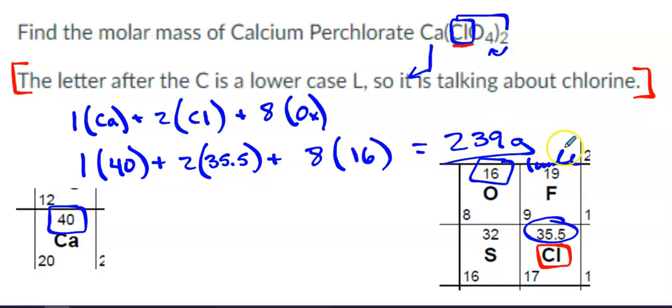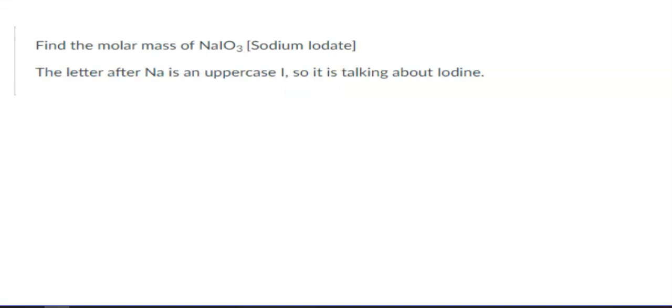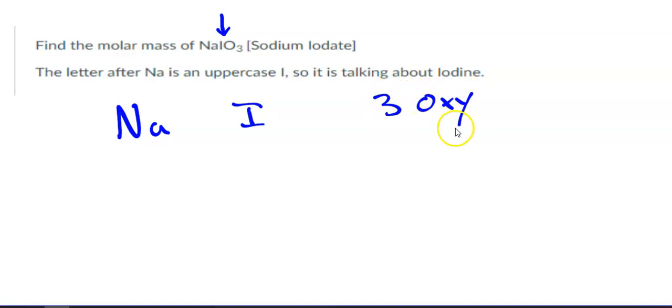All right, will you do the practice problems now? Here's the first practice problem. And here's the second practice problem. Chemistry is sort of confusing once in a while. This time this is an I, so this is talking about sodium, iodine, and 3 oxygens. Hopefully that helps. Go ahead and give those a shot and turn them in for me to check.